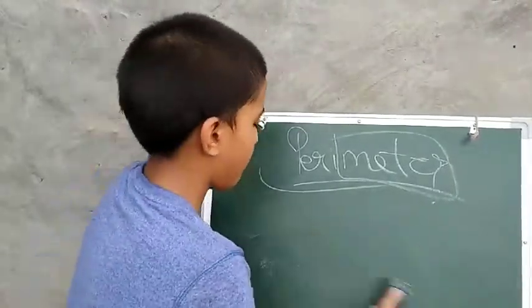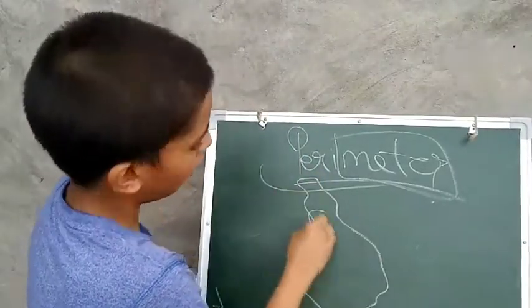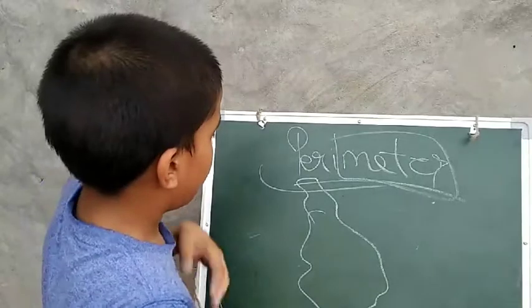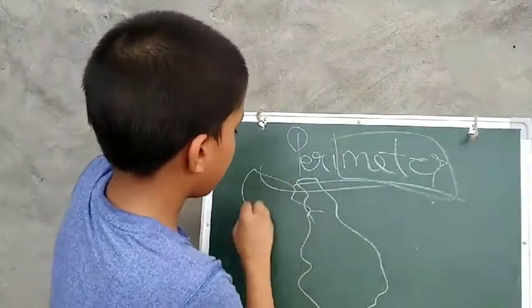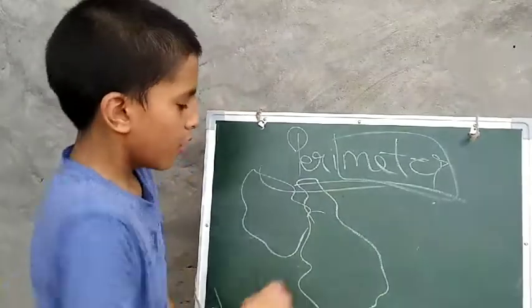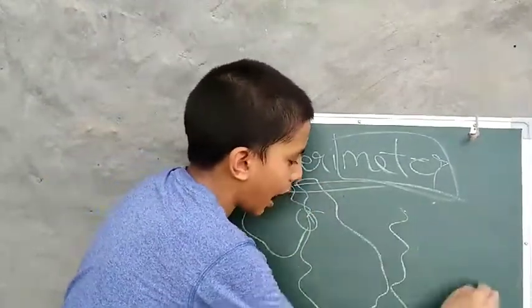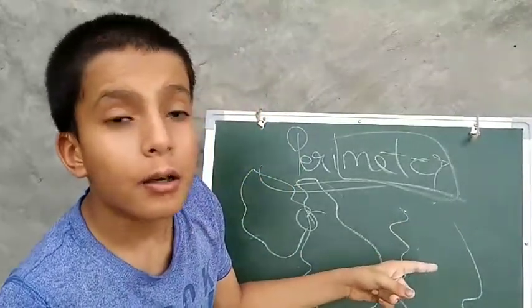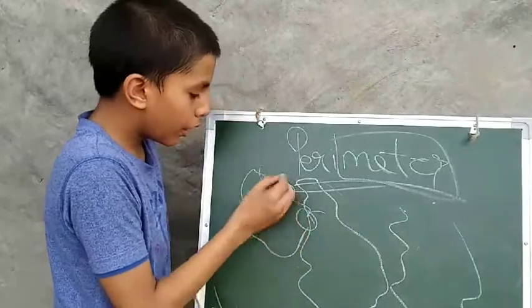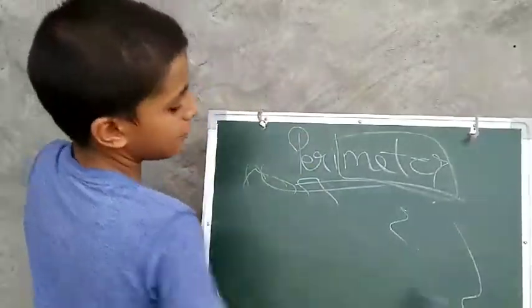Like this, we make a map of India. I don't know how to make this map, and I have Pakistan here. So there are these irregular lines. These irregular lines are the perimeter, the boundary.